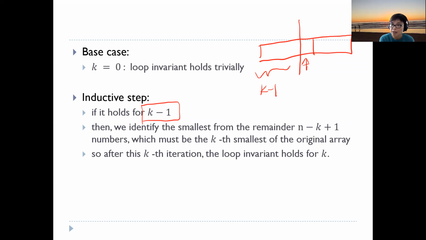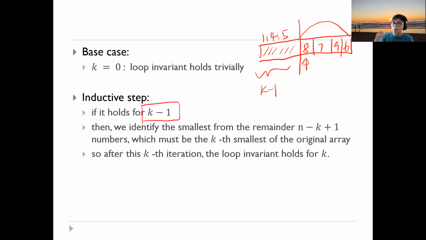By our assumption, we assume that the loop invariant holds for iteration k-1. That means that all the elements here are smaller than all the elements here. So it could be 1, 4, 5. And what you have here is not necessarily sorted, it can be 8, 7, 9, 6. But then they're all bigger than the first k-1 elements.